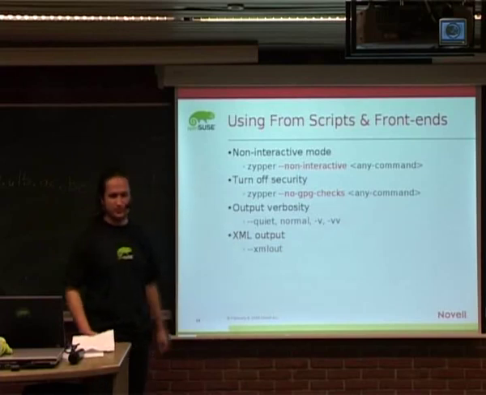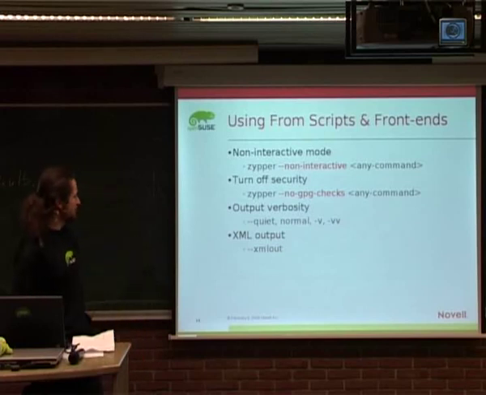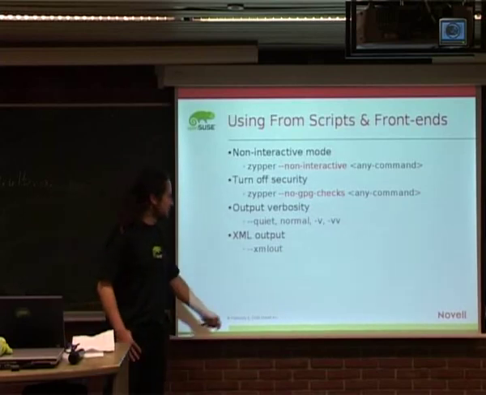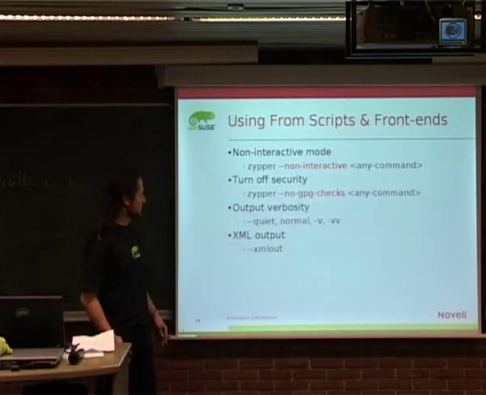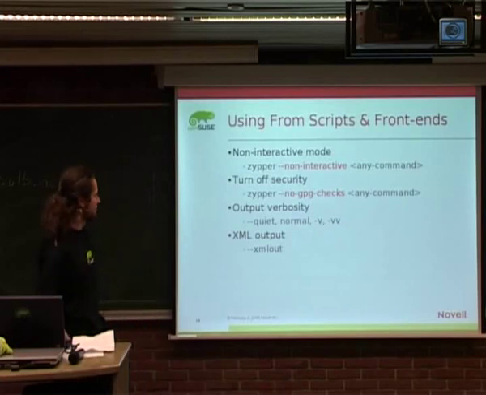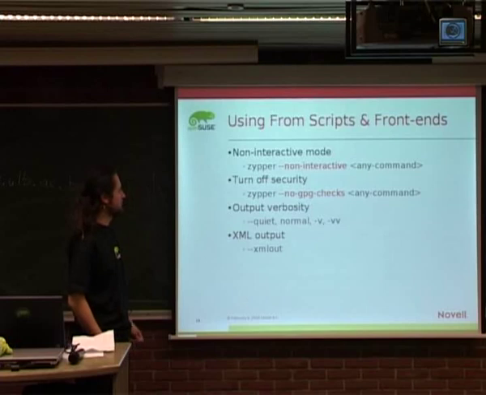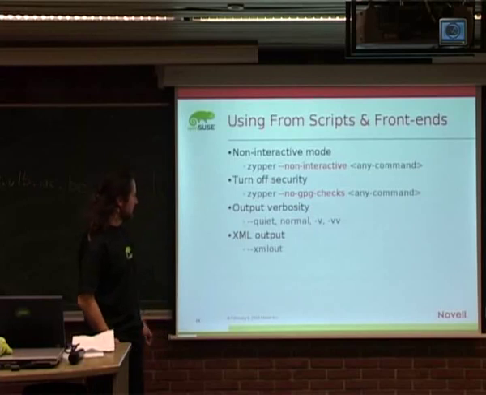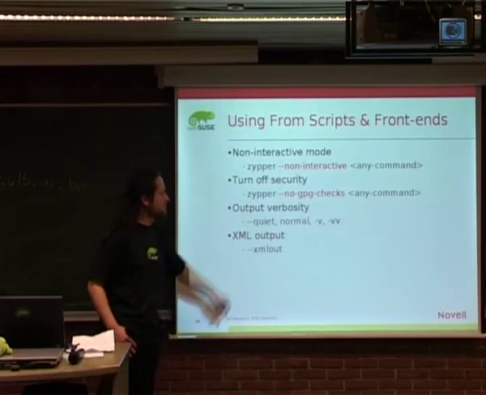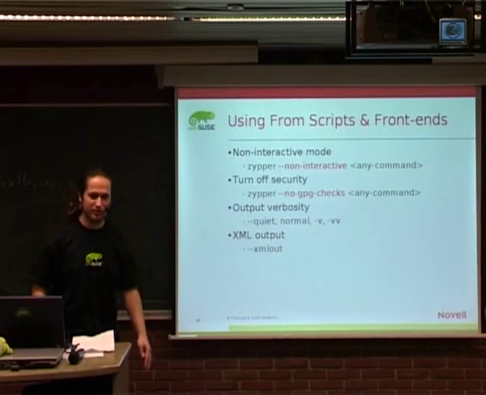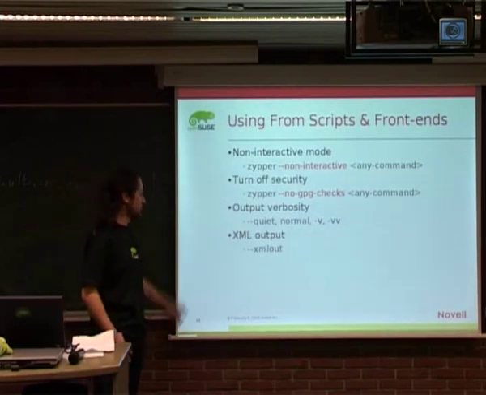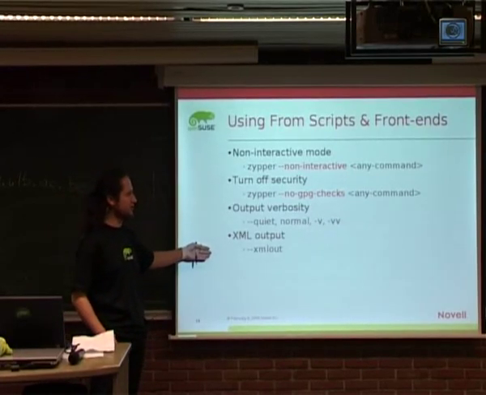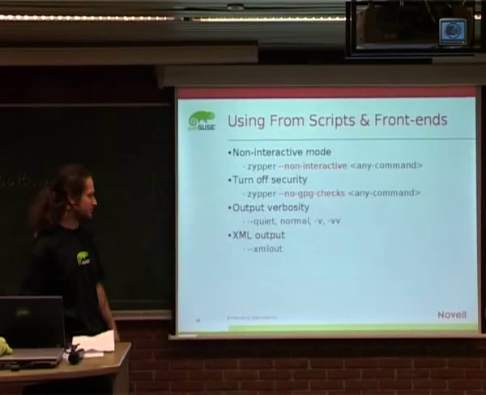Then there are four verbosity levels. Quiet is obviously the one which you want to use when scripting. Normal is for common use out of scripts and front ends, and verbose is for debugging obviously. Then there is XML output for general output like normal messages, error messages, warnings and so on, and also for prompts and some special output. All of this you can use in, for example, various graphical front ends.